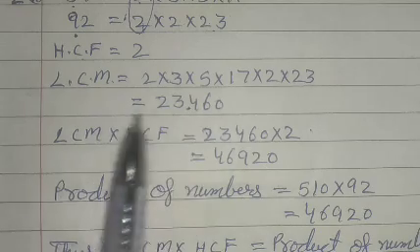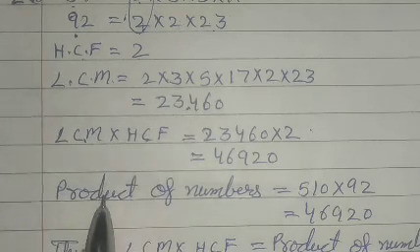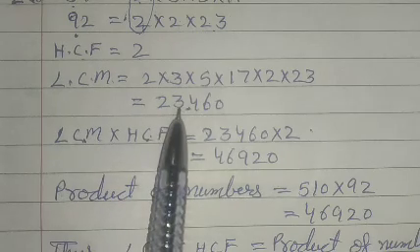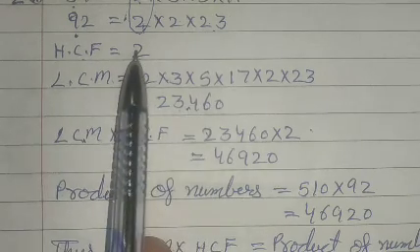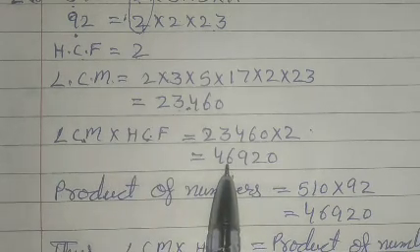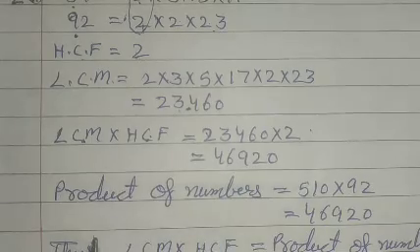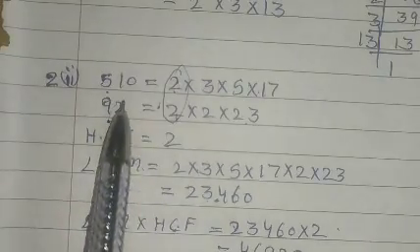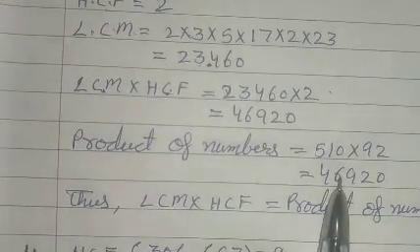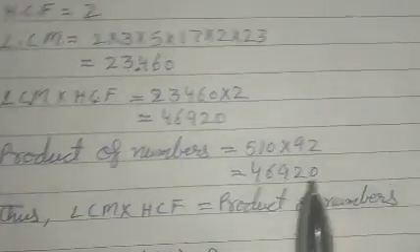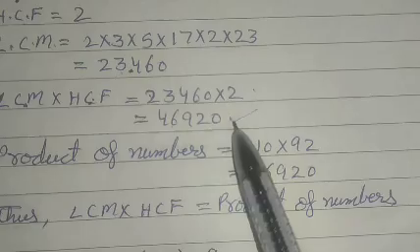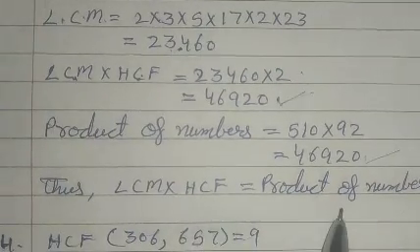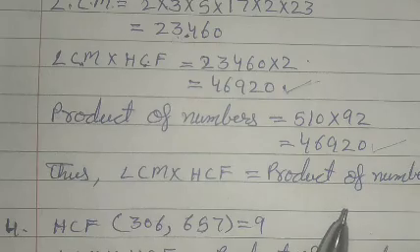Now we have to verify whether LCM × HCF equals the product of the numbers or not. First, LCM × HCF: the LCM was 23460 and the HCF was 2, and the product is 46920. Similarly, the product of the numbers 510 and 92 is again 46920. As we see, the product of HCF and LCM is equal to the product of the numbers. So this is verified.